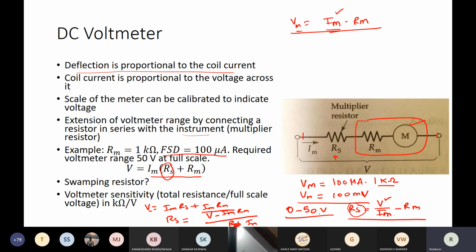And again, the material with which the series resistance, multiplier resistance, is made is again a manganin or constant term, because we want it to be least sensitive to temperature variation, right? Now, usually voltmeters are expressed in terms of their sensitivity as the total resistance that is offered for full scale voltage. Okay, so please calculate the value of Rs for these values: 50 volts, 100 microampere, and Rm as 1 kilo ohm. What is the value of Rs that comes out?